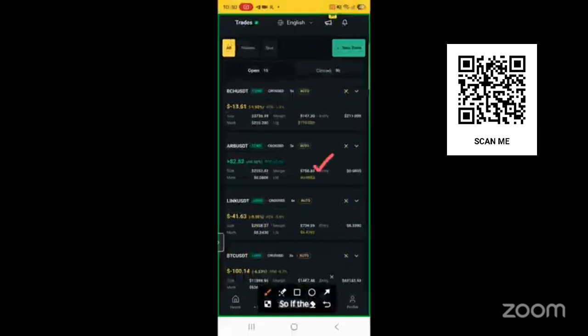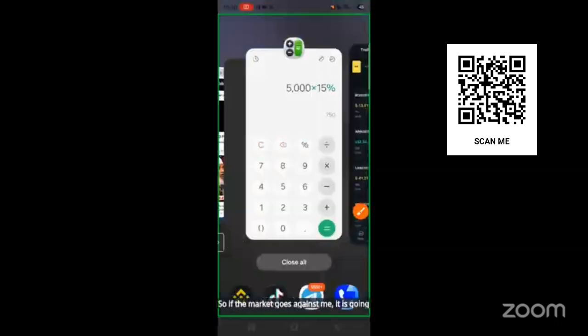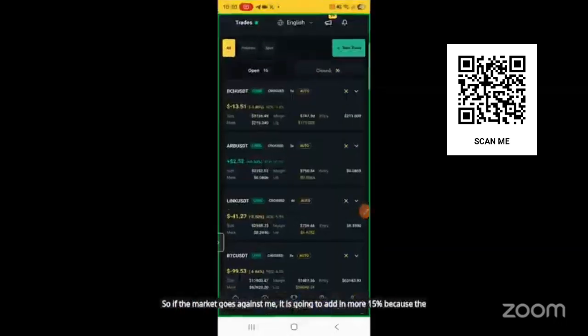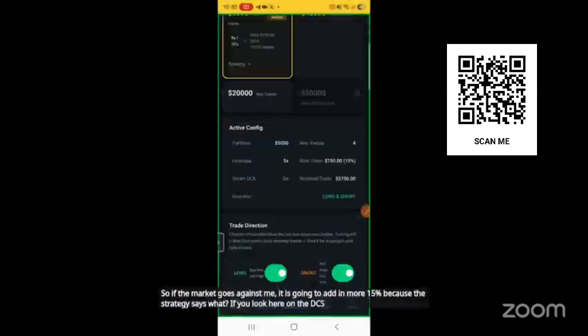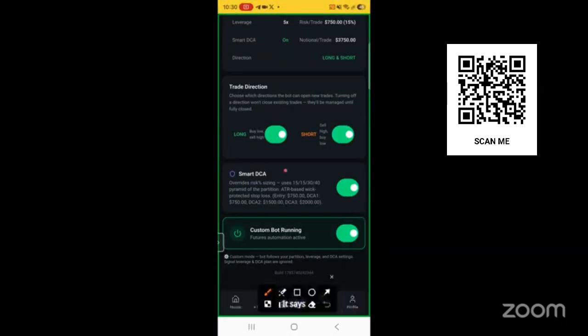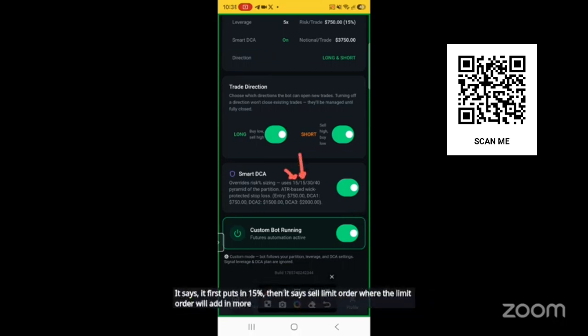Now, if the market goes against me, it is going to add in more, because the strategy says so. If you look here at the DCA strategy, it says it first puts in 15%, then sets a limit order where the limit order will add in more 15%, another limit order will add in 30%, and the last limit order will add in 40%.